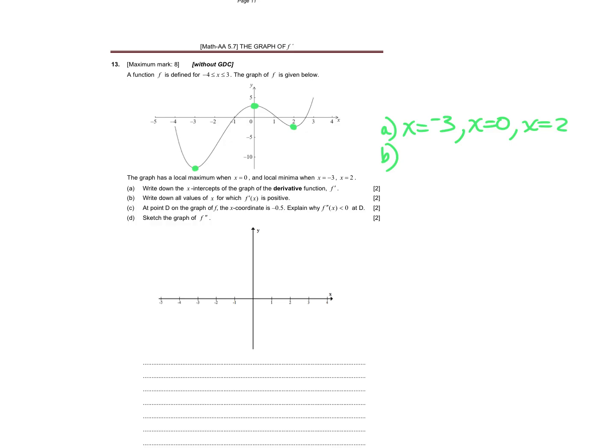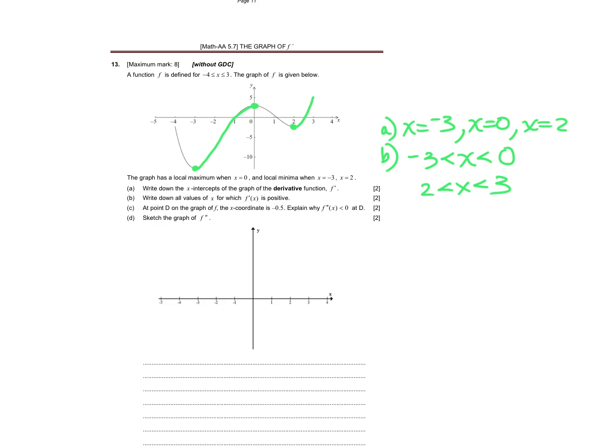Okay, so write down all values of x for which the derivative is positive. So that's when the gradient's positive. So that's from -3 to 0, and from 2 to 3, okay? Okay, so maybe we shouldn't include 3, whatever.